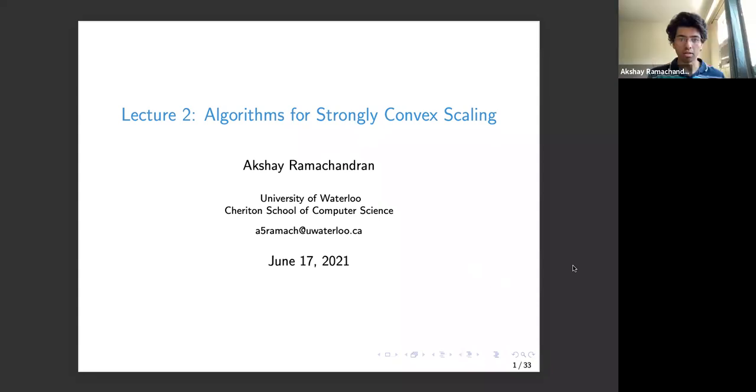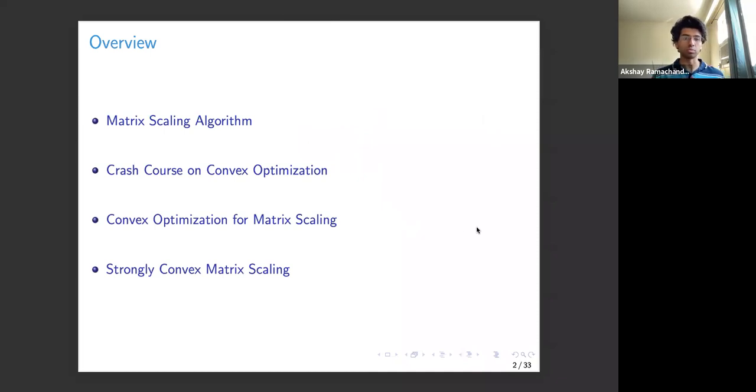Cool. So this will be the second lecture in this series on scaling algorithms. And today we're going to cover how to study scaling algorithms and analyze them using the framework of convex optimization. So first, what we'll do is discuss the matrix scaling problem in full detail with formal definitions.